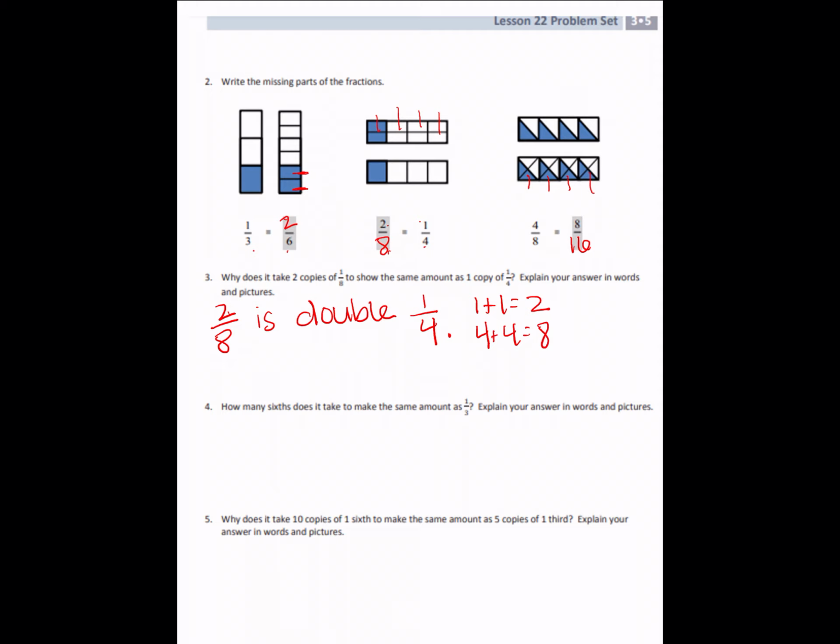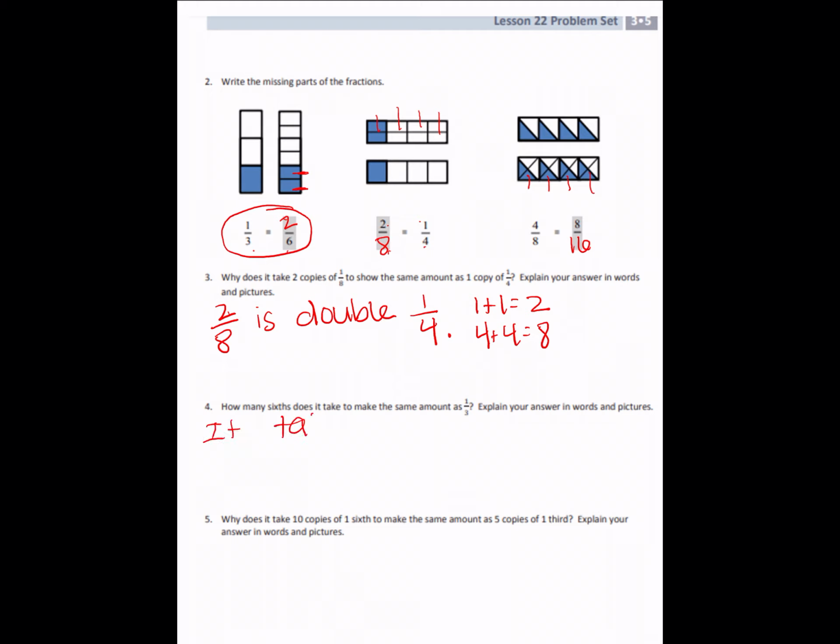All right, I want you to take time to answer that on your own. Hit pause and then hit play to check your answer with mine. All right, how many sixths does it take to make the same as 1 third? So we're going to look at our picture here. There's 1 third. It takes 2 sixths to make 1 third.